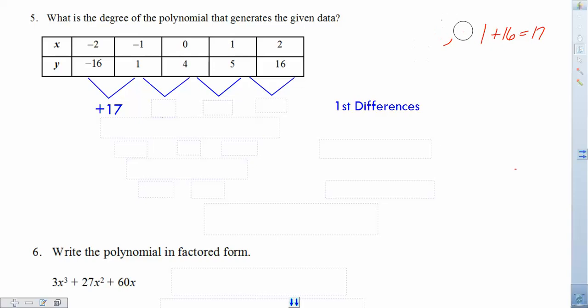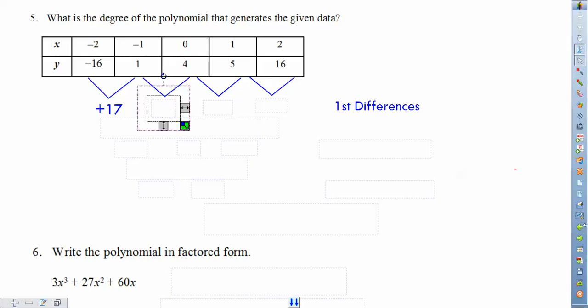So to get the rest of those differences, we do the same thing. I just prefer doing it the first way I told you, which was I'm going from 1 to 4. That's an increase of 3. Okay, now I'm going from 4 to 5. That's an increase of 1. I went from 5 to 16. That's an increase of 11.